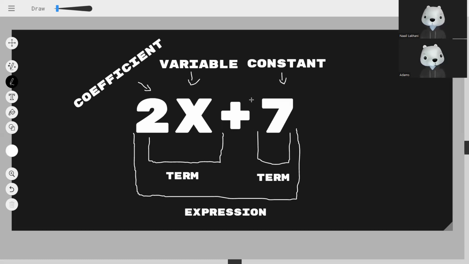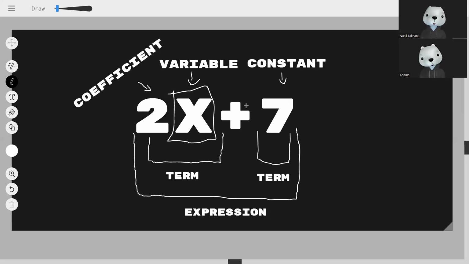Okay, so this doesn't have any name. You can just call it addition. But the 7 is a constant. A constant is a number that doesn't have a variable. It doesn't have a letter next to it. Then this is a variable.